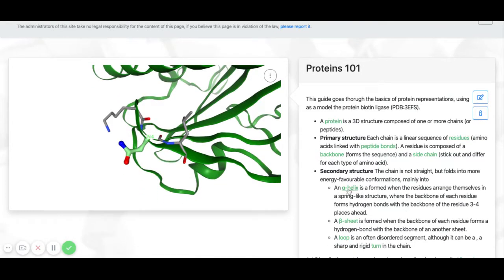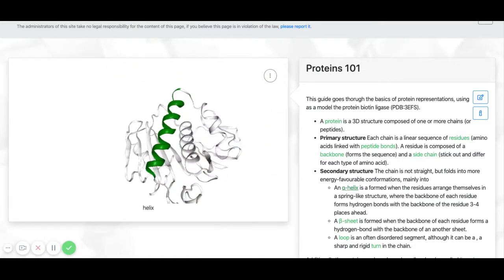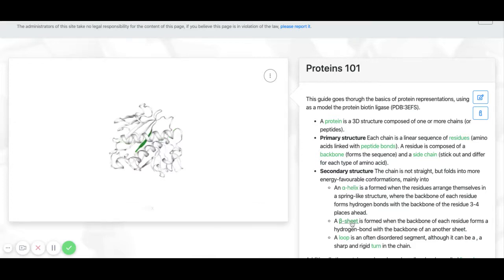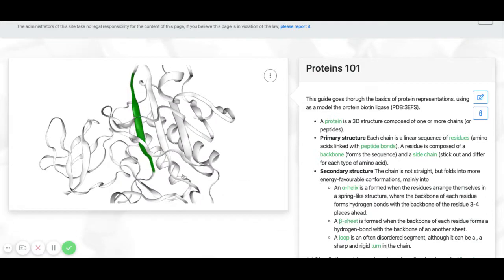Now about those wiggles. The spirally things are alpha helices, and that's because the backbone is forming a hydrogen bond to the backbone of a residue that's three ahead or three behind of it. And the flat strip things, over here we've got three in anti-parallel formation. These are beta sheets. The backbones are forming hydrogen bonds to another strand.